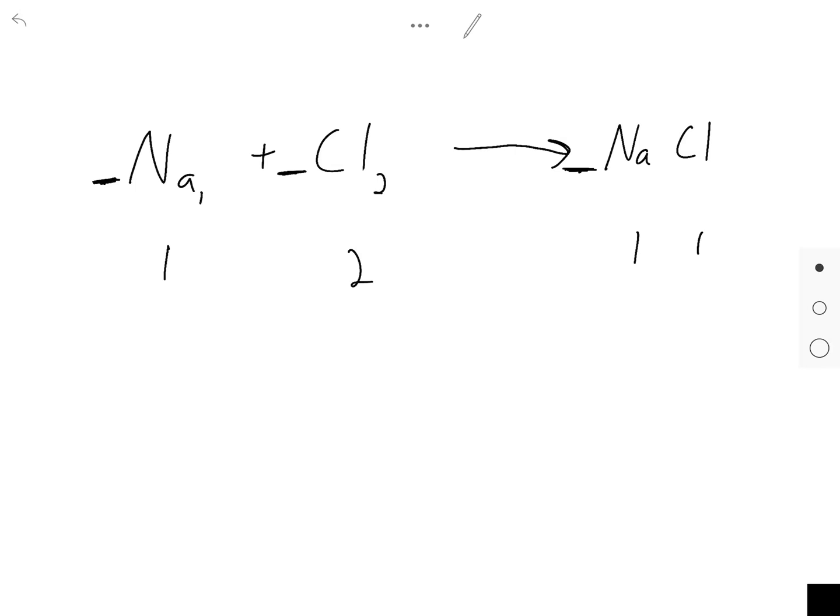This number is called the coefficient. You're going to learn about this in math as well. But this coefficient, there's nothing written right here. So when there's nothing written, what number is it? It's number 1. So you can kind of think of it as 1 sodium, 1 chlorine, and 1 sodium chloride together. But we can change this number as scientists trying to balance the equation. We can change it to other numbers.